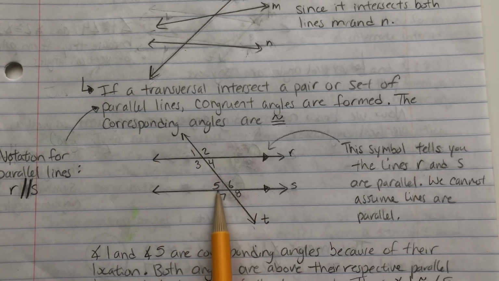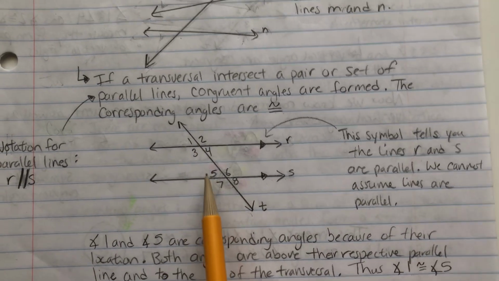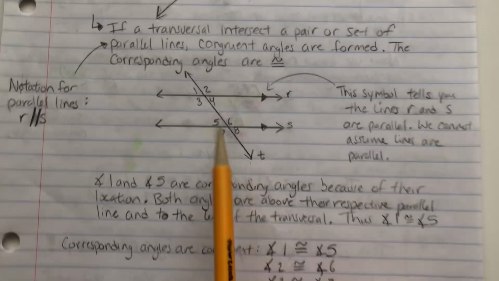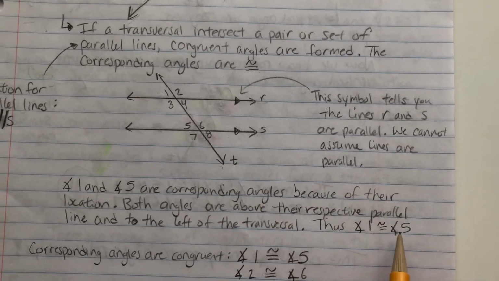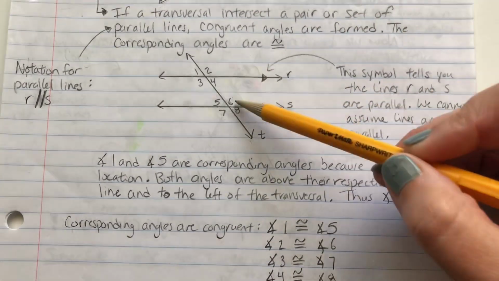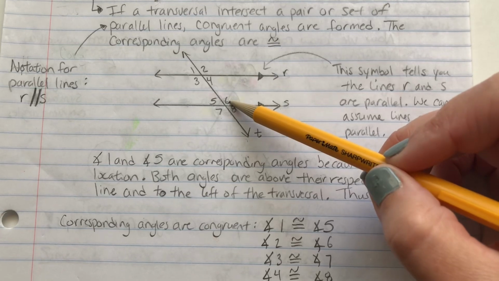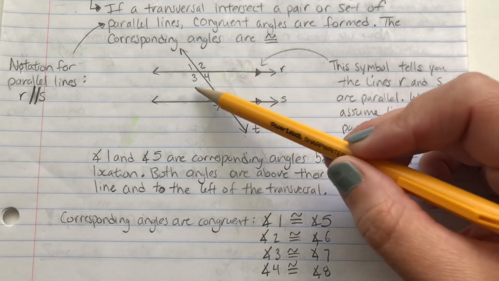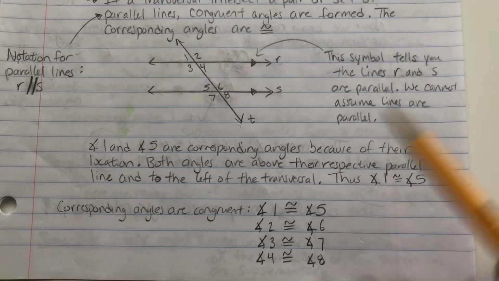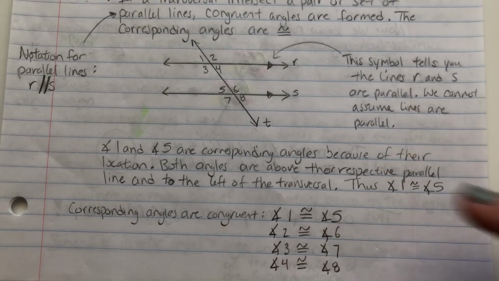So angle 1 and angle 5 are corresponding angles because they're in the same location with respect to the transversal and parallel line. That means they are congruent. Other pairs of corresponding angles: angle 2 and angle 6, because they're both in the top right location, angle 3 and angle 7, and angle 4 and angle 8. Those are all pairs of corresponding angles, which means they are all congruent to each other.